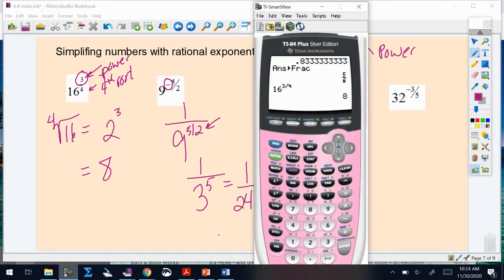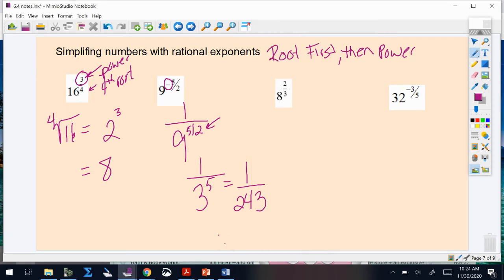Now, again, if you do it on your calculator, you're just going to have to use your fraction button. So you're going to do 9 to the -5 divided by 2. And you will get a decimal. So if you go to math, it will give you that fraction that we just got.